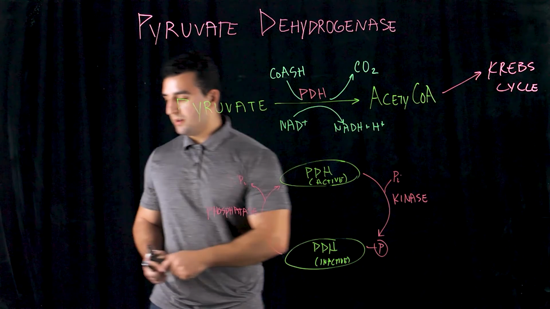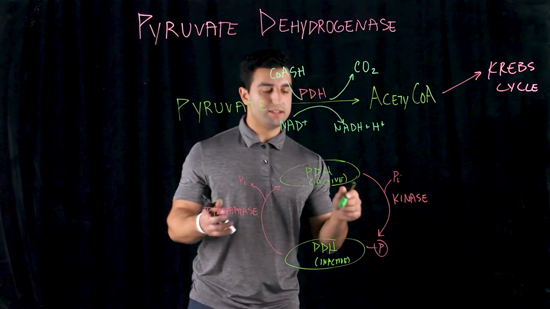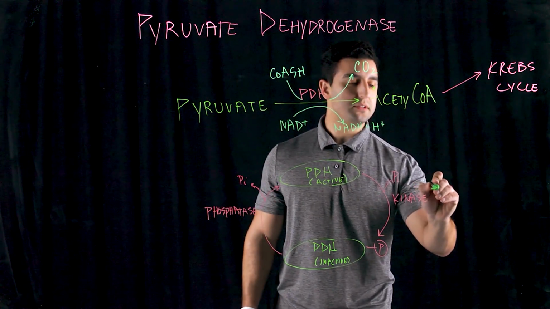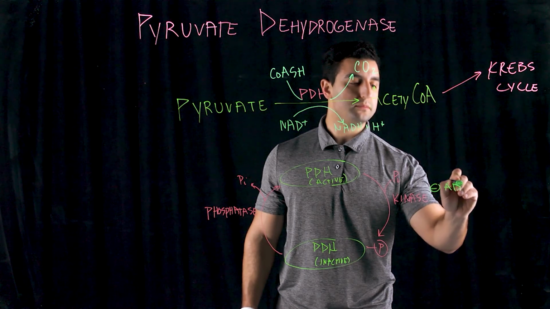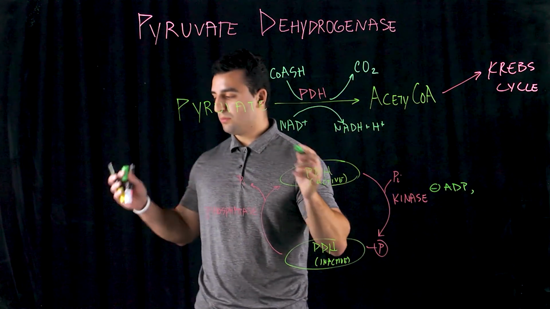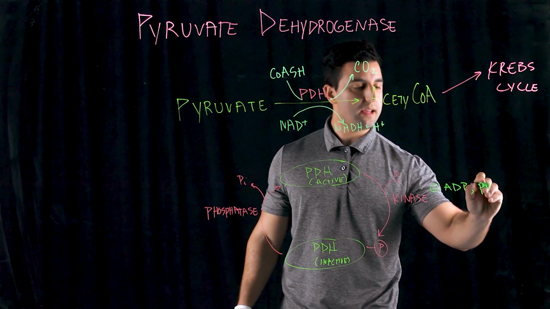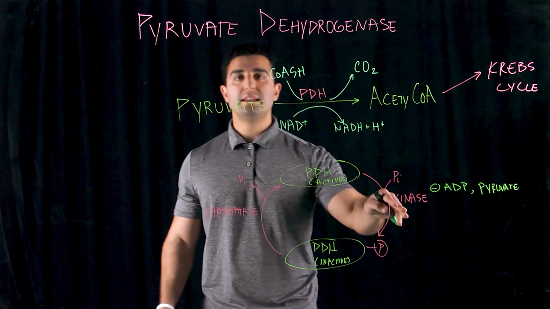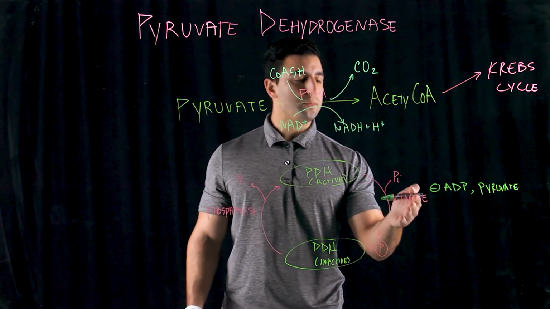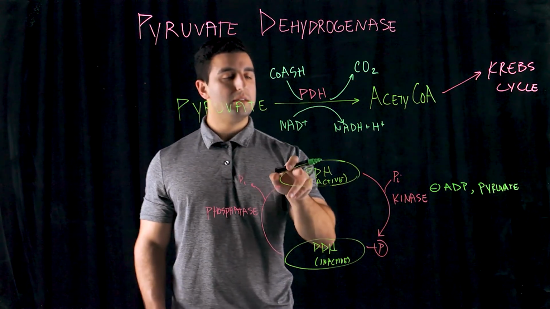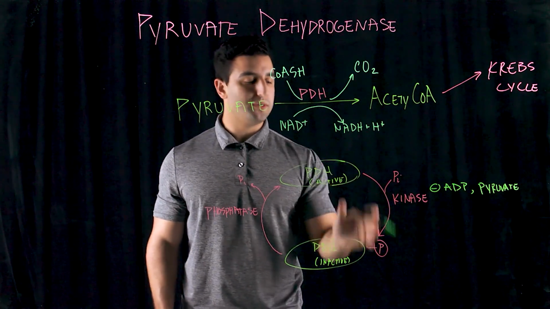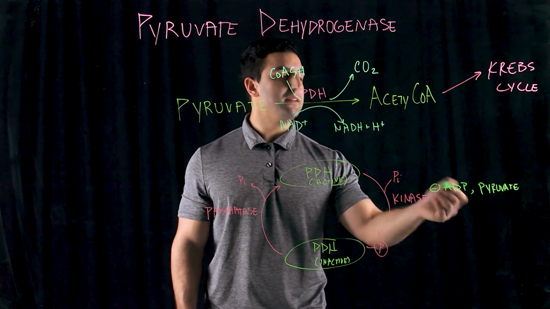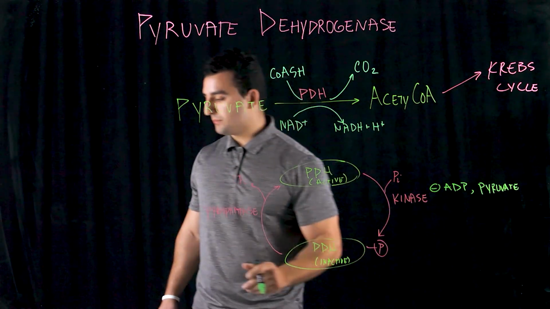And so there are certain positive and negative factors that stimulate the kinases. When you have excessive levels of ADP and pyruvate, these are negative inhibitors of the kinase. Whenever this kinase becomes inhibited, the pyruvate dehydrogenase remains active. So it's not phosphorylated, and it remains active when the kinase is inhibited by either ADP or pyruvate.